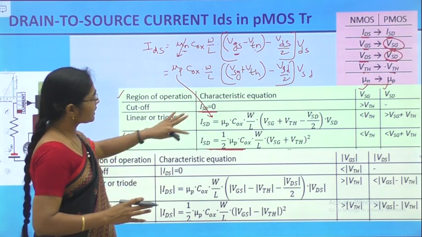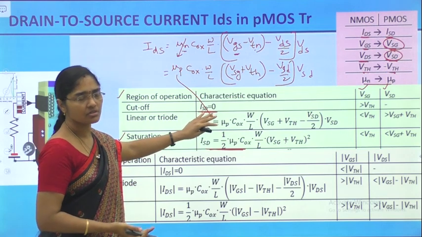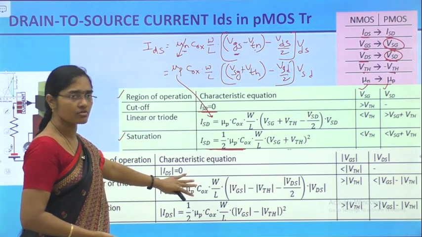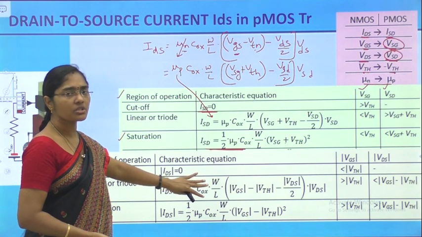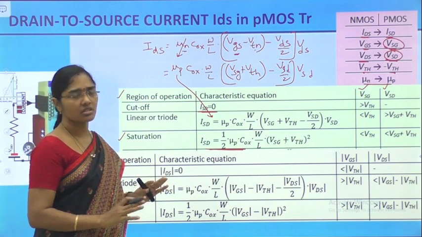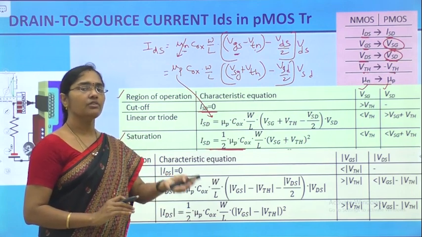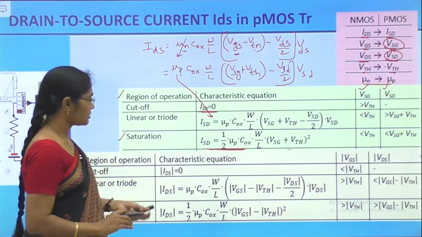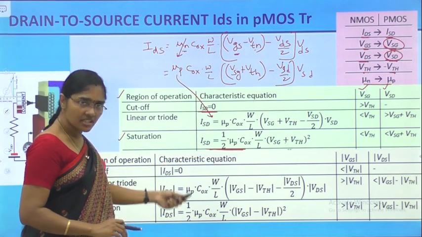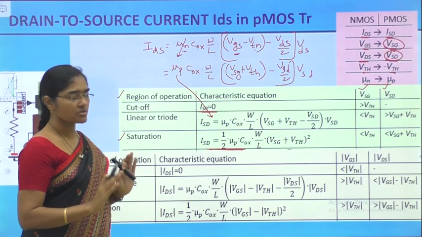If you don't want to apply the polarities in the PMOS, if you want to take only the absolute values, then we can take the absolute values. So therefore the equations are becoming like this. Absolute means we are taking the magnitude of VGS, magnitude of VDS. Instead of taking a negative polarity directly, if you are applying the magnitudes, then the equations are the same as the nMOS with magnitude substitution.